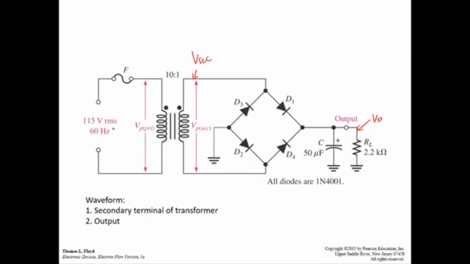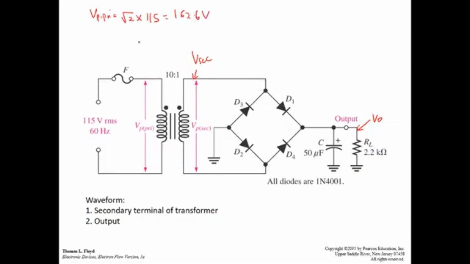When you want to draw the input sine wave, the first thing that you need to determine is the peak voltage. This is for the y-axis, the voltage axis. The provided information is VRMS, so you need to convert. The peak of the primary is equal to square root 2 times VRMS, 115. So this is equal to 162.6 volt.